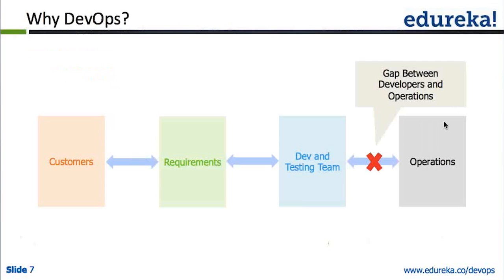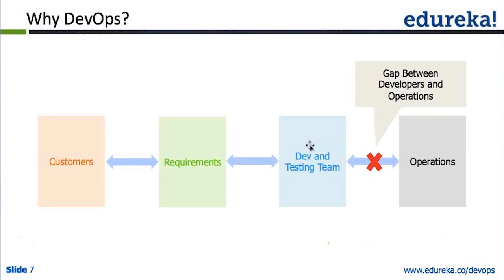Now coming to this one, let's try to understand why DevOps is needed. If you try to understand the picture that we have, from customers we gather requirements, like what kind of application that we need, or basically we analyze the market, we do some survey, and then we come up with the product design and develop the product, and finally we release it.